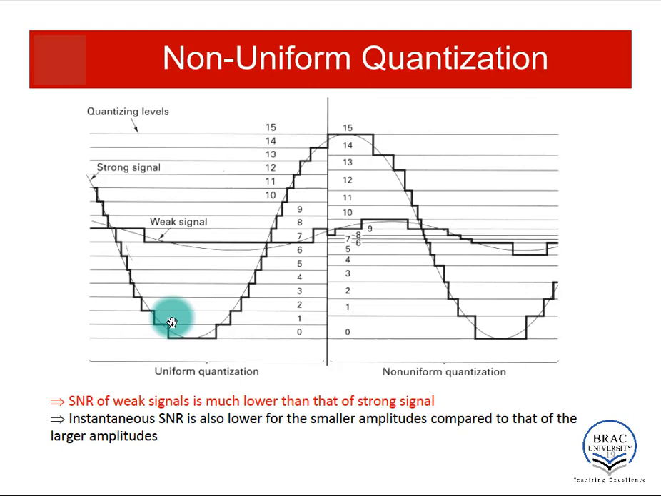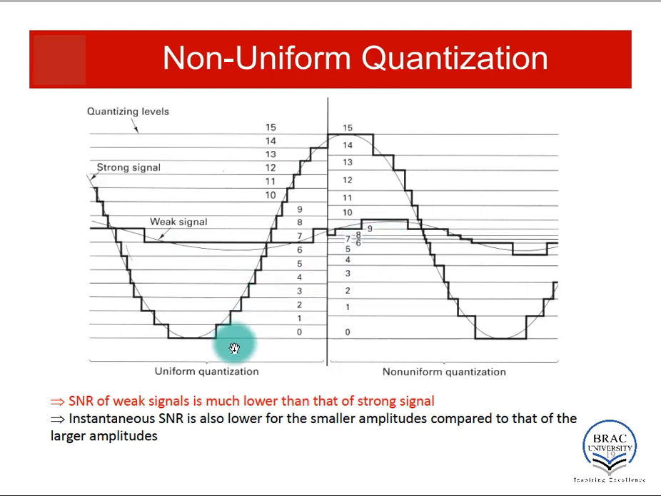In the case of uniform quantization, the separation between consecutive quantization levels is always the same. There is no difference in this quantization step, whatever the quantization level is. But in the case of non-uniform quantization, we can see the quantization step is varied according to our need. Let's say in this example, on the left side we have a uniform quantizer, and on the right side we have a non-uniform quantizer, and both these quantizers are applied on the same two signals, a strong signal and a weak signal.